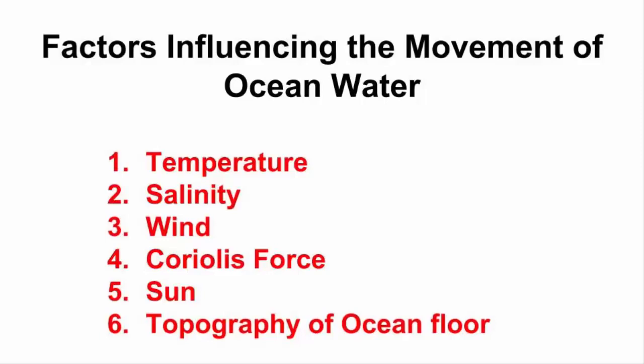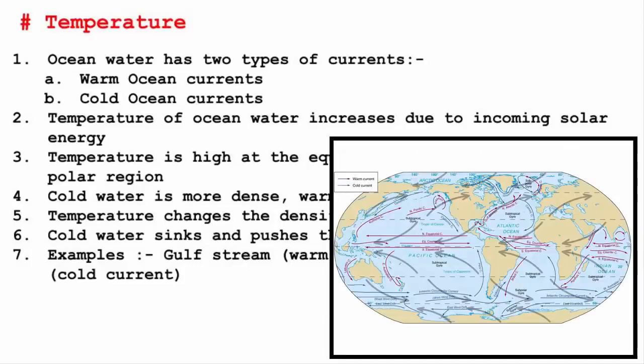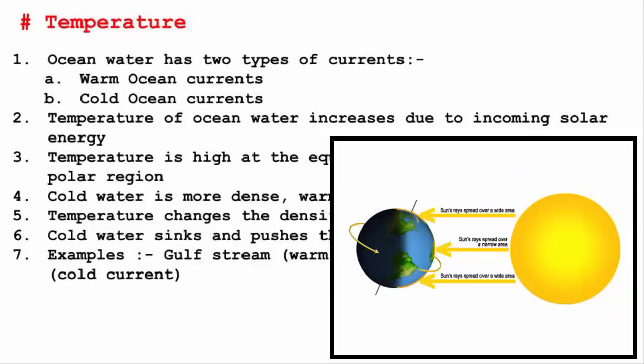In this video, we're going to look at some factors that influence the movement of ocean water. The first one is temperature. When we say temperature of ocean water, the ocean water can either be warm or cold. In other words, warm currents and cold currents. And that is possible because of the incoming solar energy.